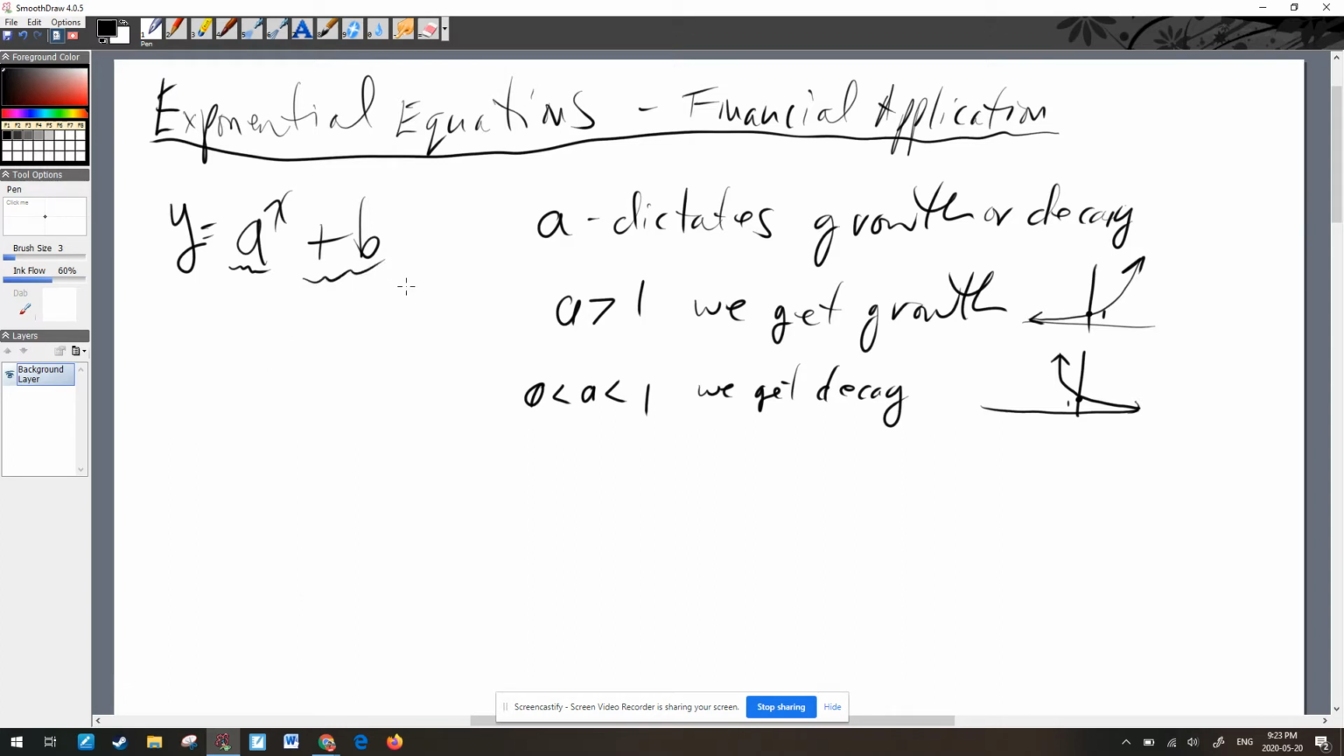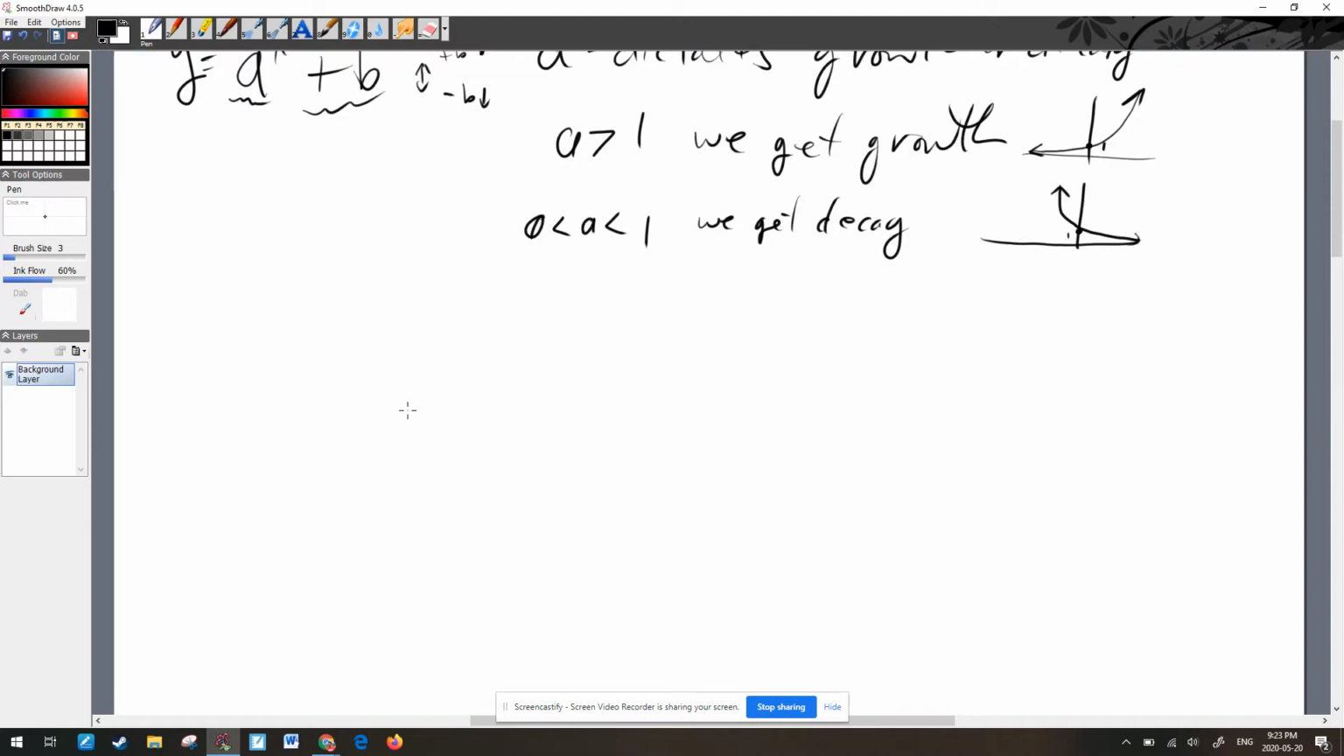The b value, kind of like every other function that we've played with before, if there's a constant number hanging off the back of a function, that moves it up or down that many spaces, right? If it's plus b, it goes up b spaces. If it's minus b, it goes down b spaces. That's the constant value at the end of any function, and it's going to have that exact impact. Okay, so we'll explore a couple of generalities, and then I'm going to show you a bit of an intro into the financial applications of these exponential equations.